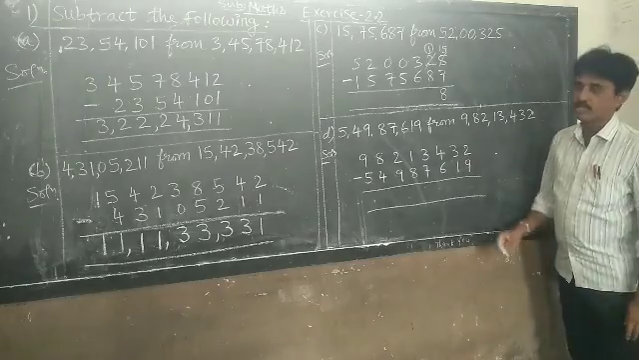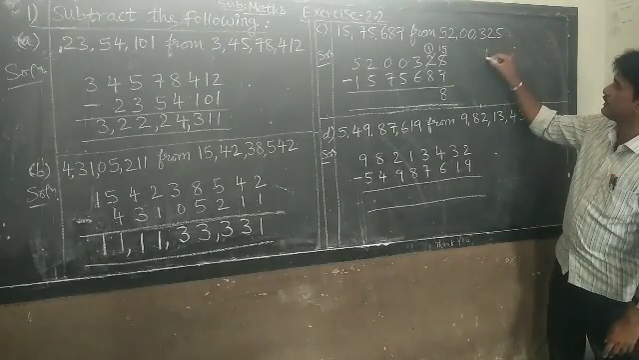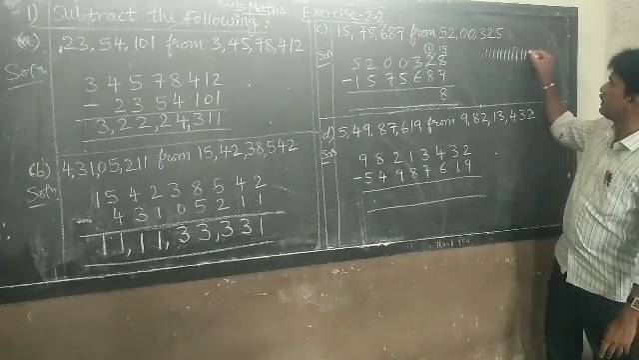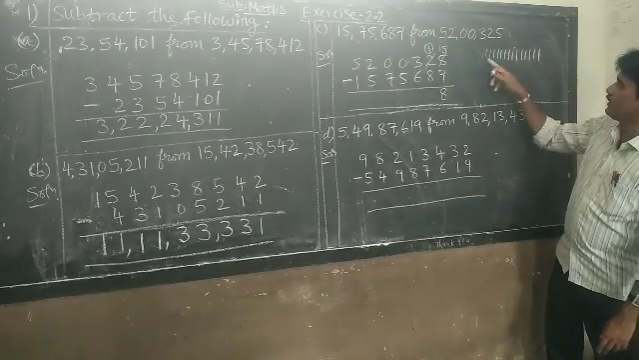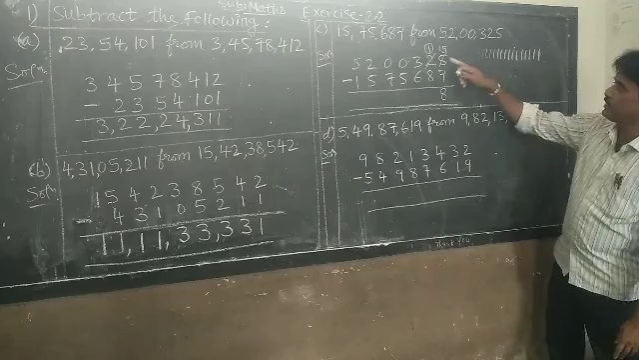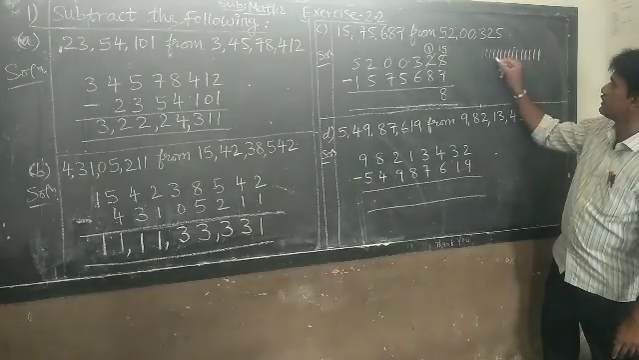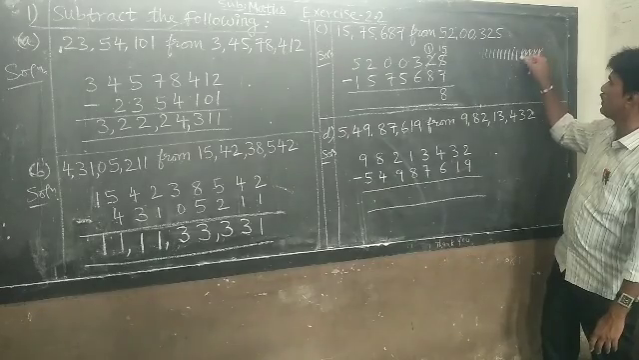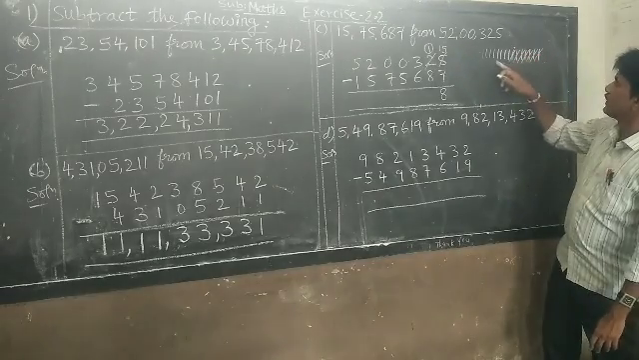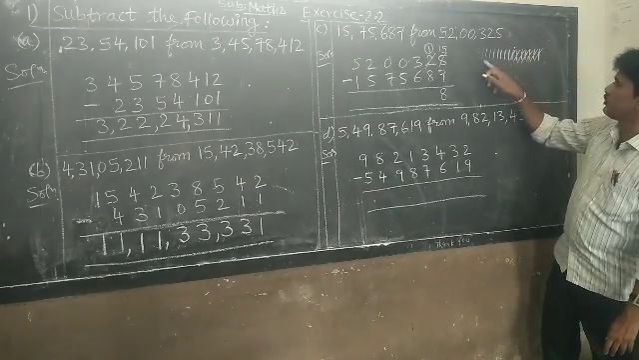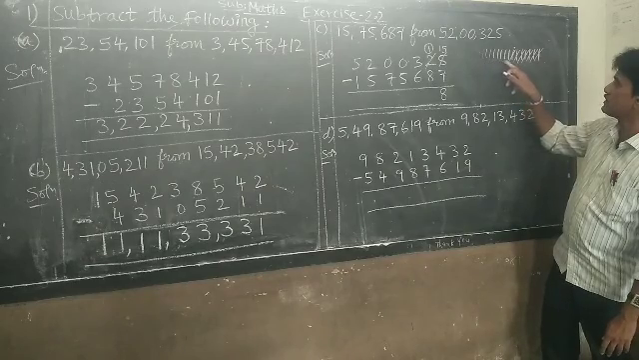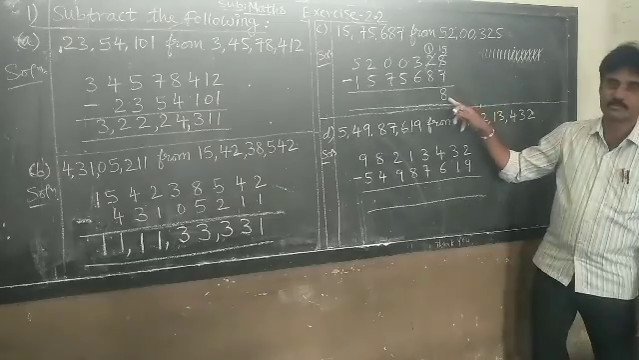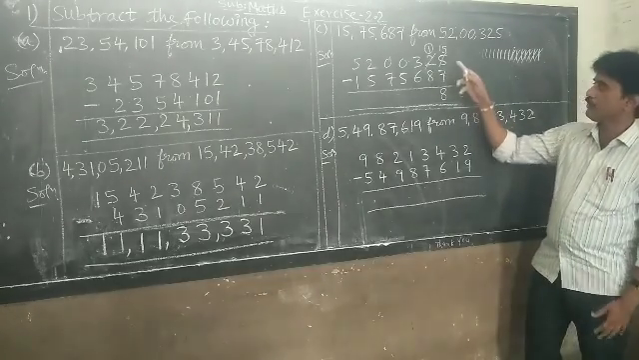If you get confused, you can put 15 lines like this: 1, 2, 3, up to 15. And minus 7 means remove 7 lines: 1, 2, 3, 4, 5, 6, 7. So how many lines are remaining? 1, 2, 3, 4, 5, 6, 7, 8. So 8 lines are there. So put 8 next to 15 minus 7.